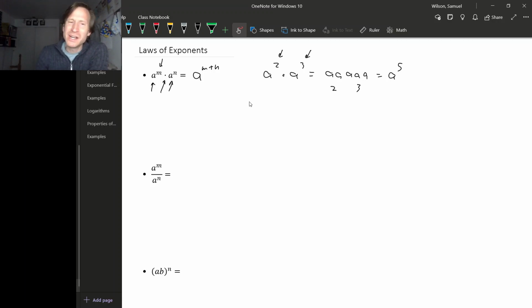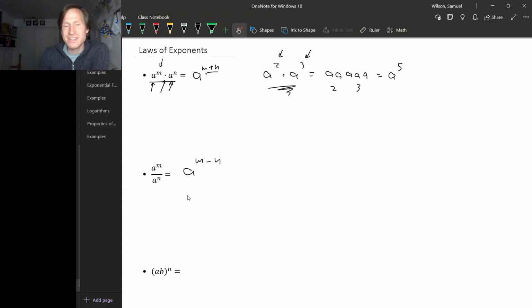But then we define fractional powers and negative powers specifically so that this pattern will still be true. So, all right, when you have a product with the same base, you can just add the exponents. All right, what if you have a quotient with the same base? Well, then you can just subtract the exponents.